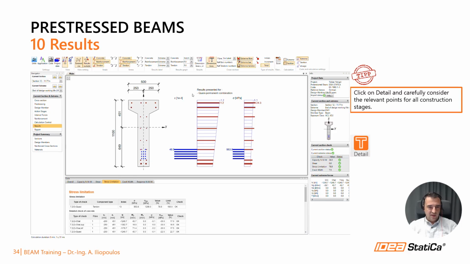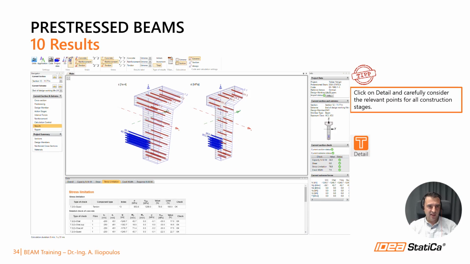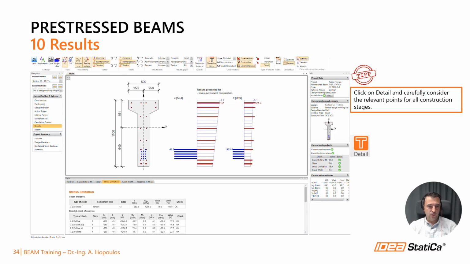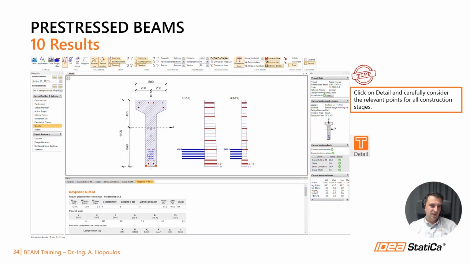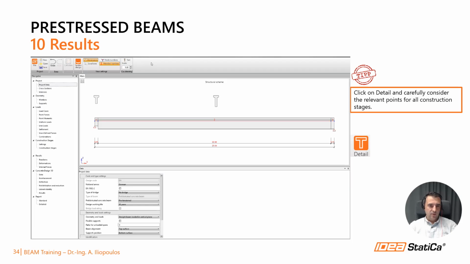The stress limitation is again displayed here. There are many options. The display can be adjusted. We can see it in 3D or 2D. And similarly, it's also the case with the crack width. Here we can see the stresses in reinforcement and concrete and tendons as well. We can again copy these pictures to clipboard, use them in our report, and so on.